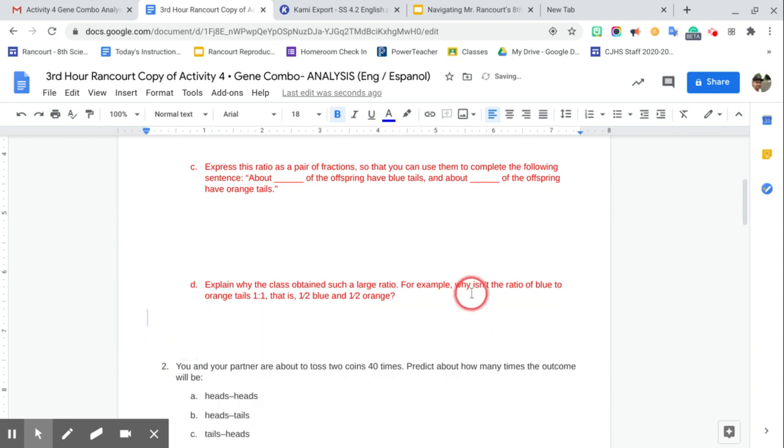Question 1D says, explain why the class obtained such a large ratio. For the example, why isn't the ratio of blue to orange tails 1 to 1? Or why isn't it half to half? So there's a rule that we've talked about versus dominant and recessive. Dominant shows up 3/4 of the time, and the recessive trait shows up 1/4 of the time. Hint, hint.